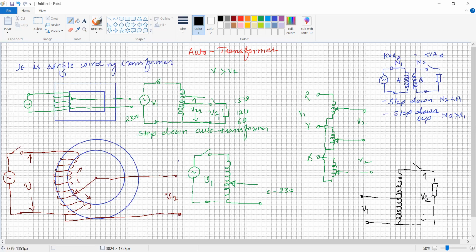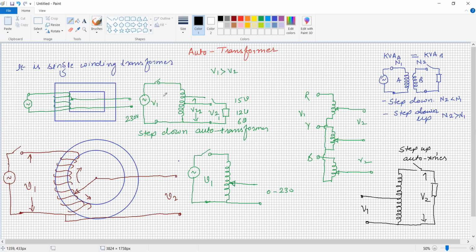So here it is a step up auto transformer. It means that the single phase auto transformer as well as the three phase auto transformer are available in step up configuration as well as step down configuration.